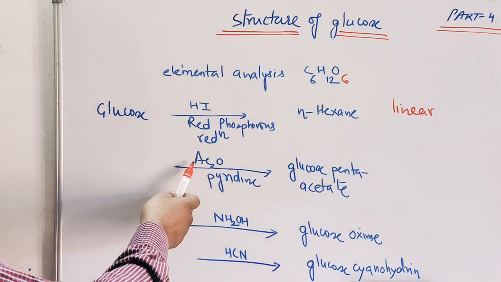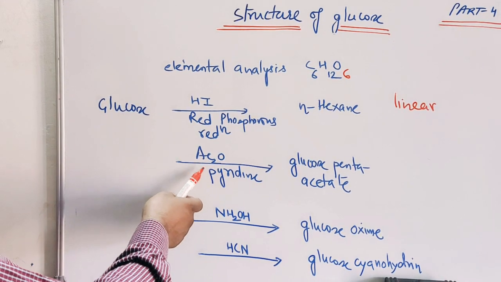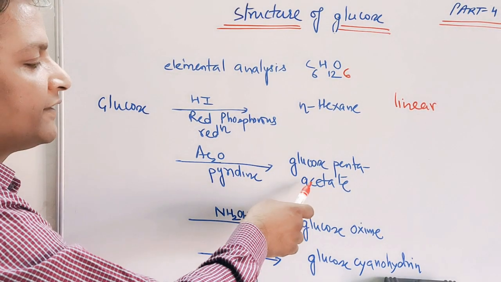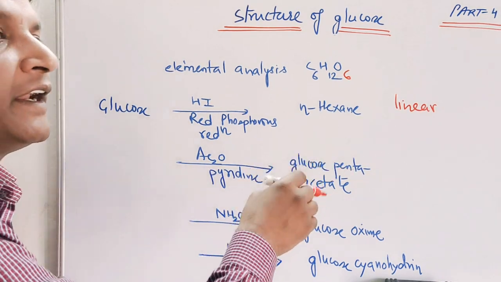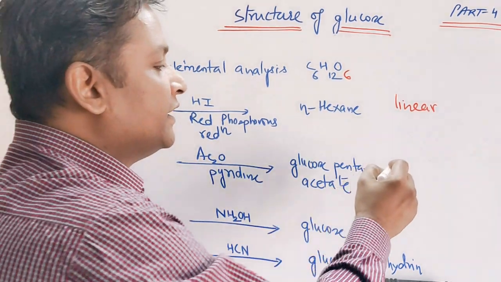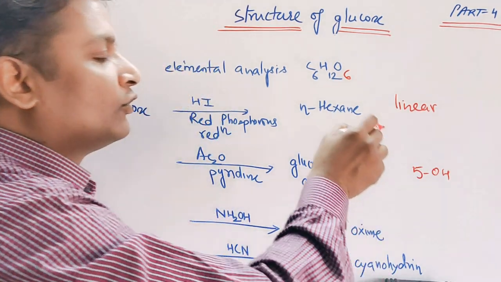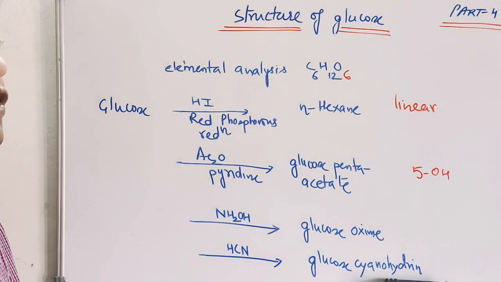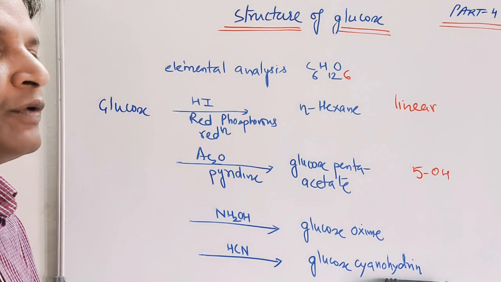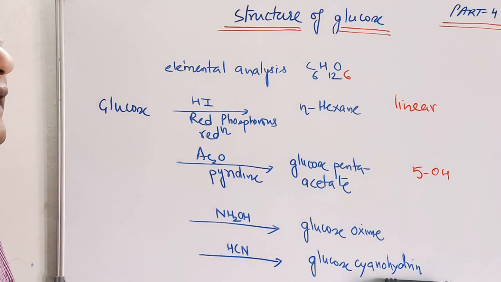Second, when glucose was acetylated in the presence of acetic anhydride and pyridine, glucose pentaacetate was obtained. The formation of pentaacetate indicates one important point, that glucose must contain 5 OH groups in its structure. Only if there are 5 OH groups can the compound give us a pentaacetate derivative.